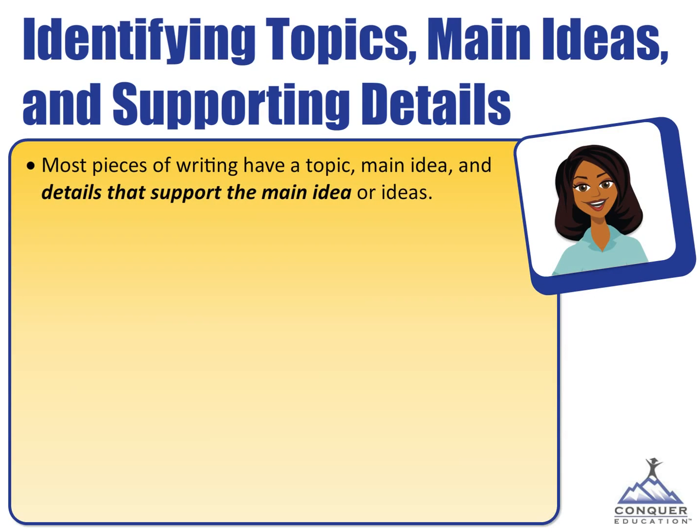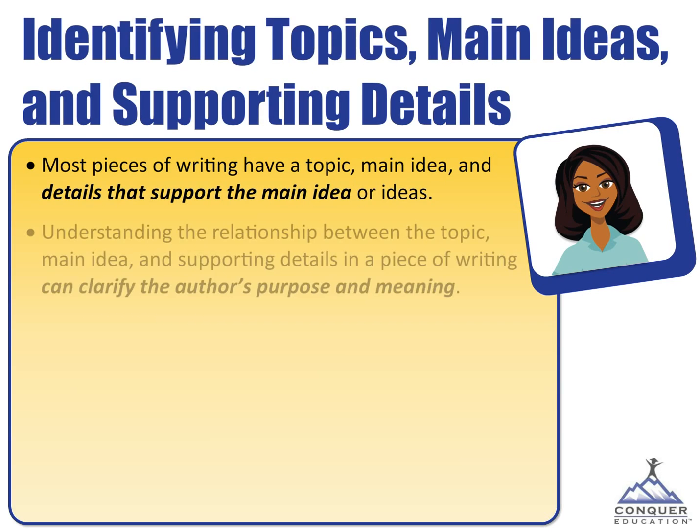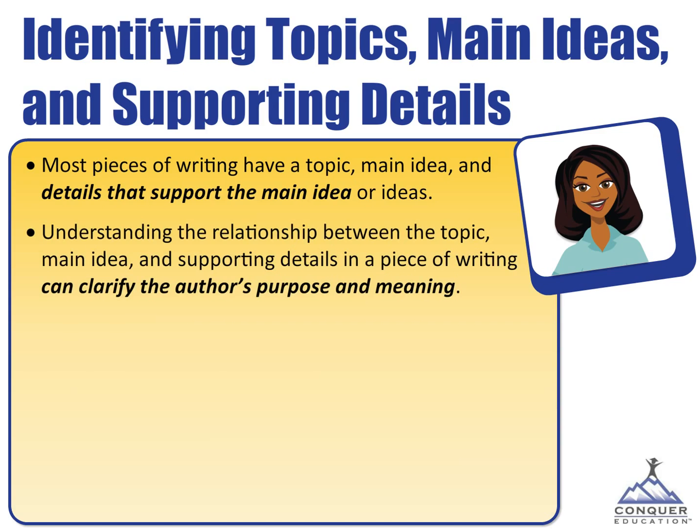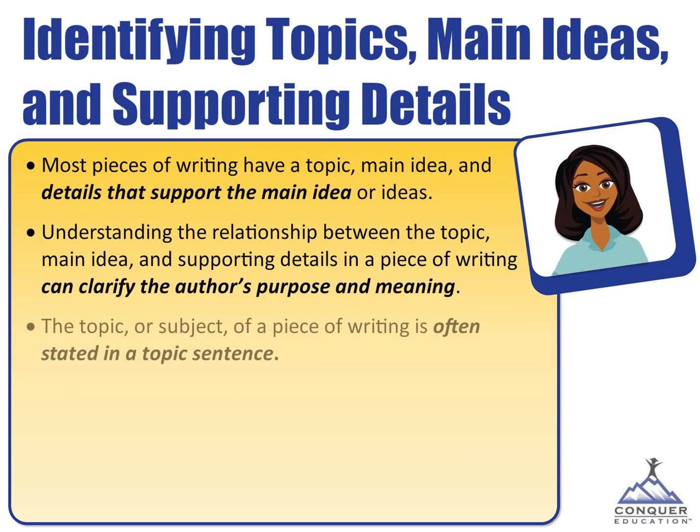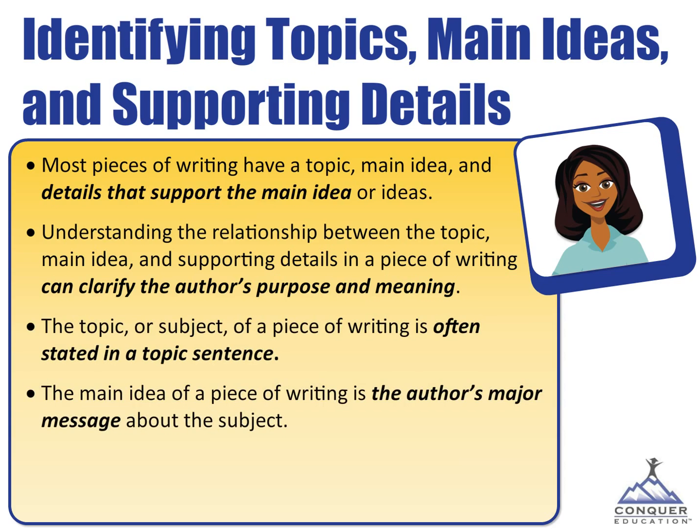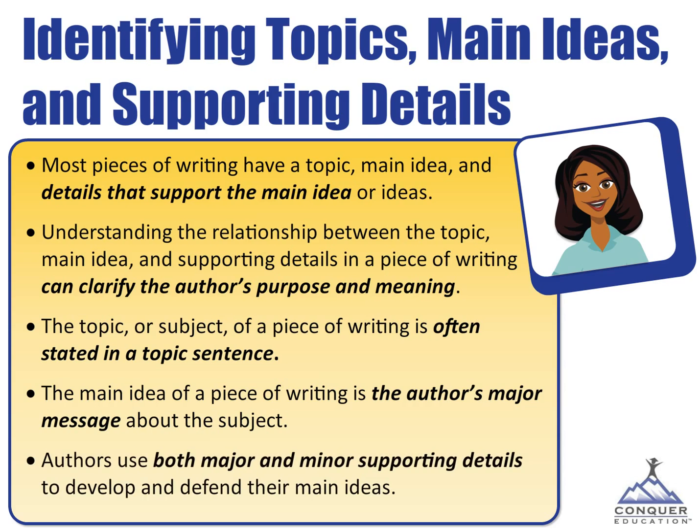Most pieces of writing have a topic, at least one main idea, and details that support the main idea or ideas. Understanding the relationship between the topic, main idea, and supporting details in a piece of writing can clarify the author's purpose and meaning. The topic or subject of a piece of writing is often stated in a topic sentence. The main idea of a piece of writing is the author's major message about the subject. Authors use both major and minor supporting details to develop and defend their main ideas.